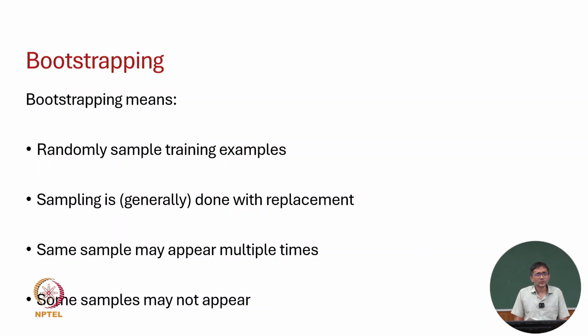Talking about bootstrapping, what does it mean? We randomly sample training examples. Sampling is generally done with replacement. The same sample thus may appear multiple times, and it may also be the case that some samples did not even appear.